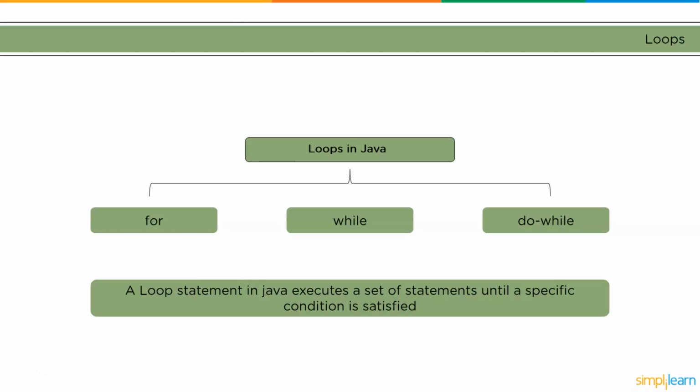You can just write one condition: repeat this particular print statement 1 billion times. Then the interpreter or the compiler will take care of that. So that's the reason why we use loops in Java. Basically we have 3 loops in every programming language, that is the for loop, while loop and do while loop. A loop statement in Java executes a set of statements until a specific condition is satisfied. So here is the 1 billion example.